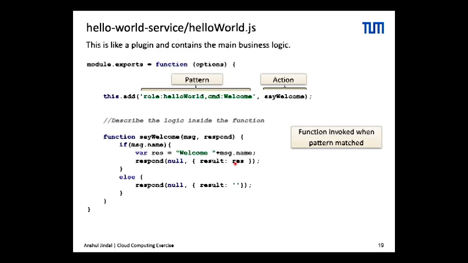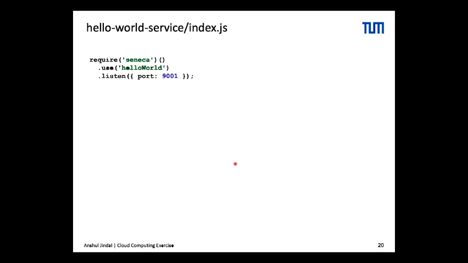And now in the hello world, there is an index.js file which makes this hello world microservice run. Within Seneca, if you use Seneca.listen, then the microservice spins up its own instance like a server, and then it starts to listen on the 9001 port.